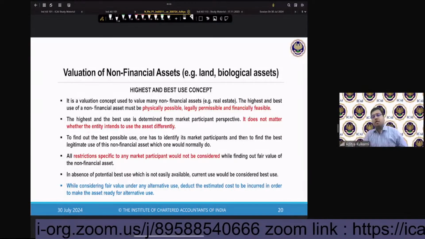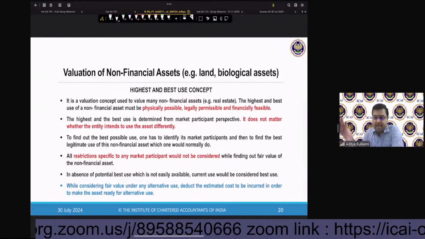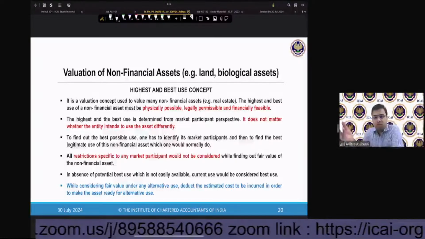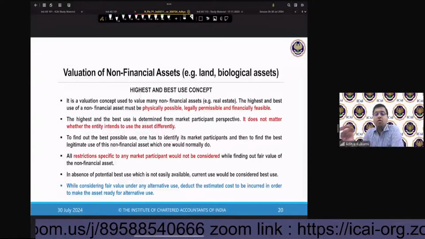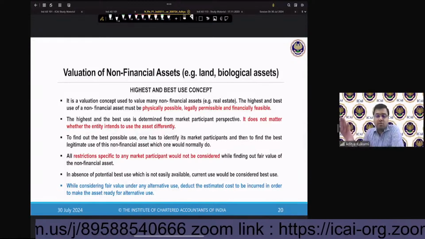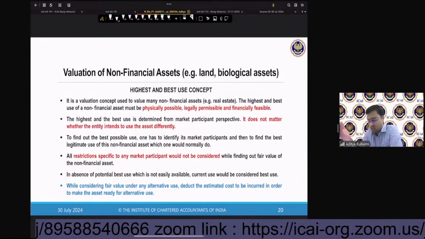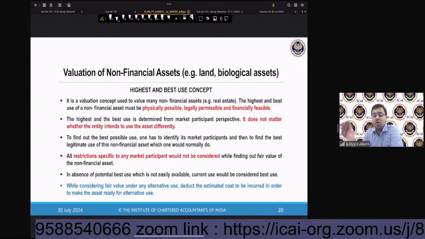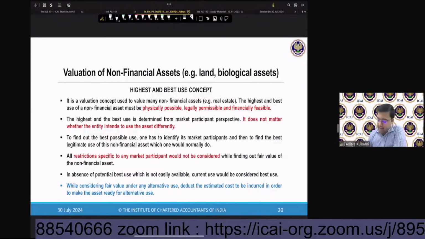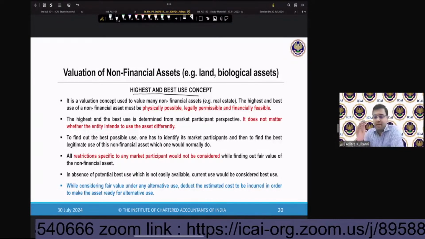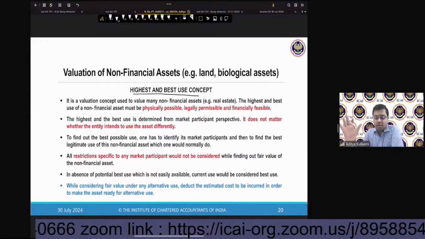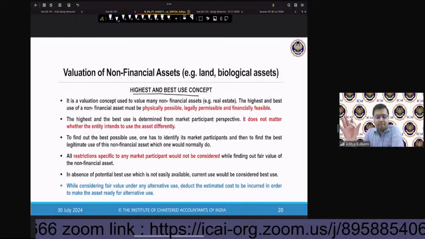So therefore, as an owner of an asset, what are you going to do? If you want to do business, you will look for the avenues which maximize your value. So we call it the highest and best use concept. So what do you mean by the highest and best use concept?